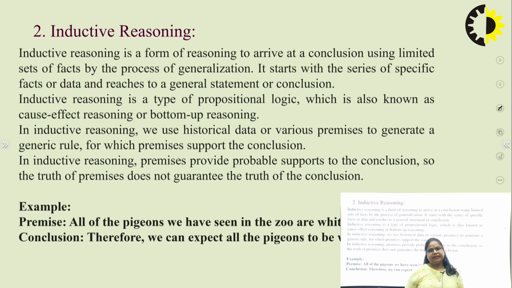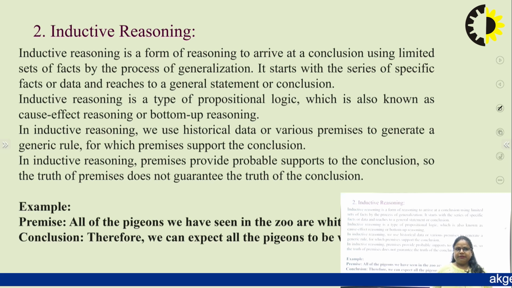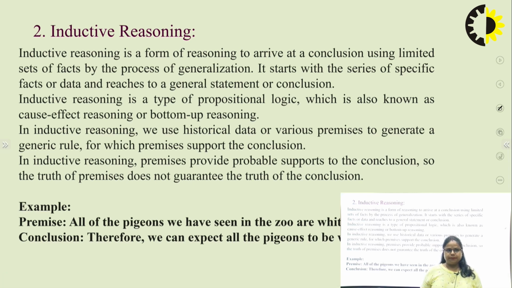If I'm using the word inductive reasoning, basically it is a form of reasoning in which we arrive at conclusions by using a limited set of facts by the process of generalization, right? Here we have to apply the concept of generalization. We have limited facts, and on the basis of those limited facts, we arrive at a conclusion in which we start with a series of specific facts or data, and finally we reach a general statement or conclusion in which we have to think rationally.